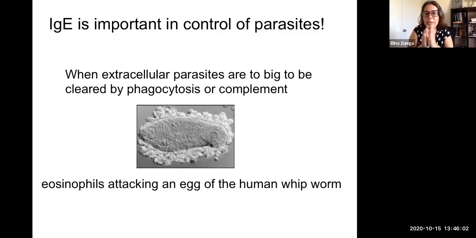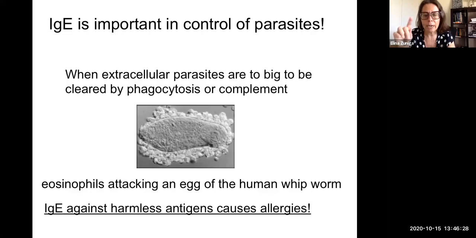but instead they may need to be eliminated by muscle contraction and peristaltic movement of the gut that eliminate these big parasites, okay? Also, the eosinophils will release some proteins that will break the membrane of these big parasites after IgE, sorry, Fc epsilon receptor cross-linking. So the IgE against harmless antigens like pollen, for example, is what causes allergies, okay? And we will have a lecture about this.